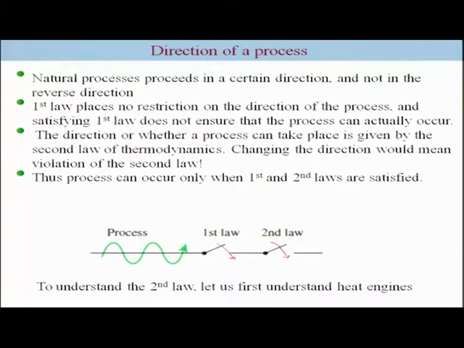In other words, the direction in which a process can take place is given by the second law of thermodynamics. The first law of thermodynamics does not put any restriction on the direction of the process, so it cannot ensure that the process can actually occur. Changing the direction is controlled by the second law of thermodynamics. Hence, changing the direction would mean violating the second law. As I said, a process can occur only when the first and second law are satisfied.